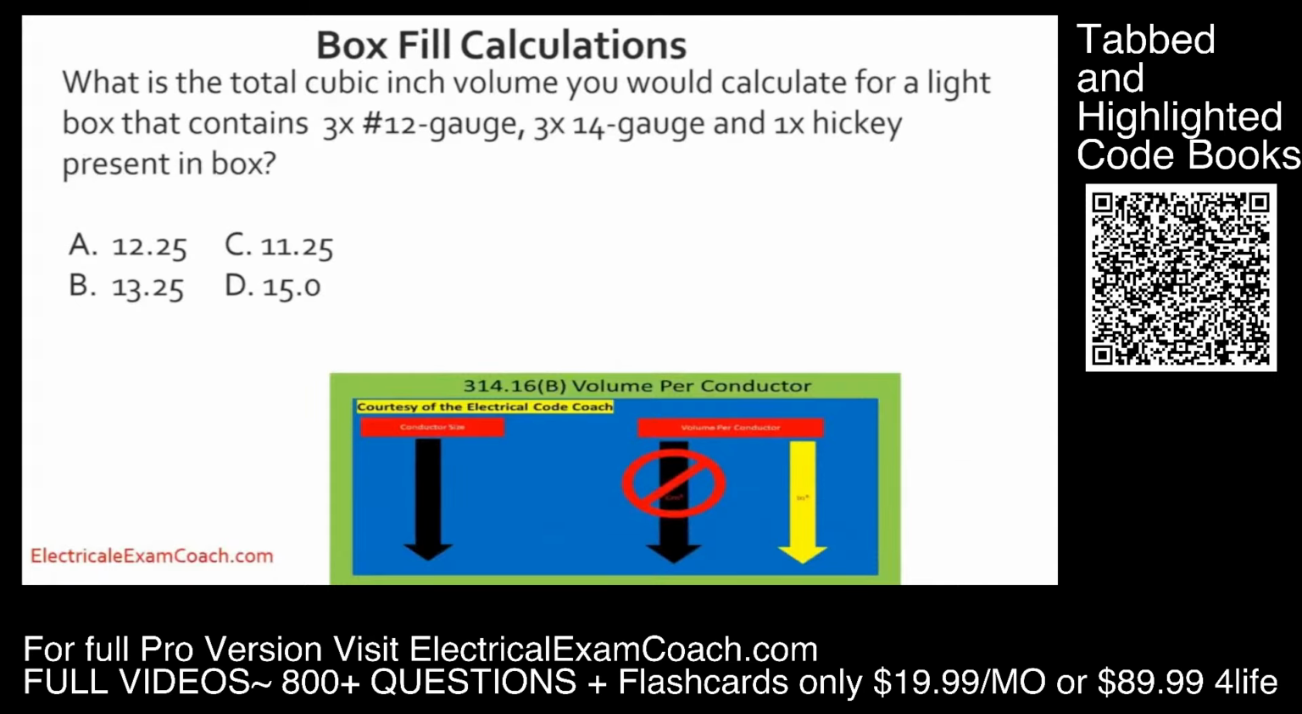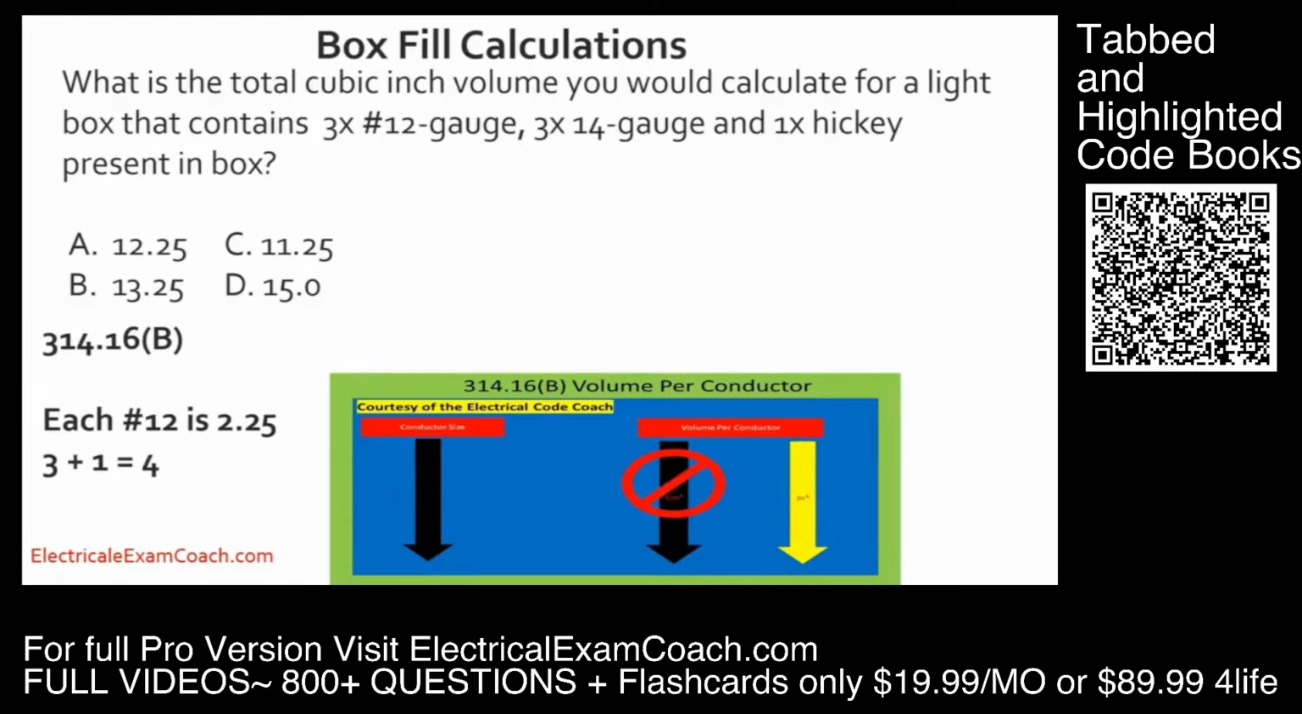What is the total cubic inch volume you would calculate for a light box that contains 3 number 12 gauge conductors, 3 14 gauge conductors, and 1 hickey present in the box? We'll head to our table. We know that each 12 is 2.25, so you always deal with the largest conductors first. And the reason is because your fittings are likely going to be grouped with the largest conductors. We know that we have the 3 number 12s, but now we've got to deal with our fittings. In this case, we have 1 hickey.